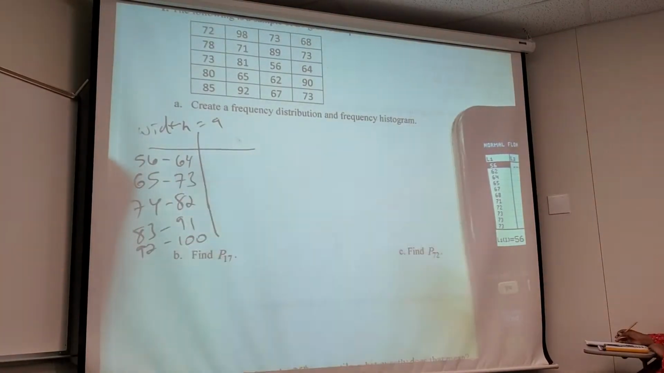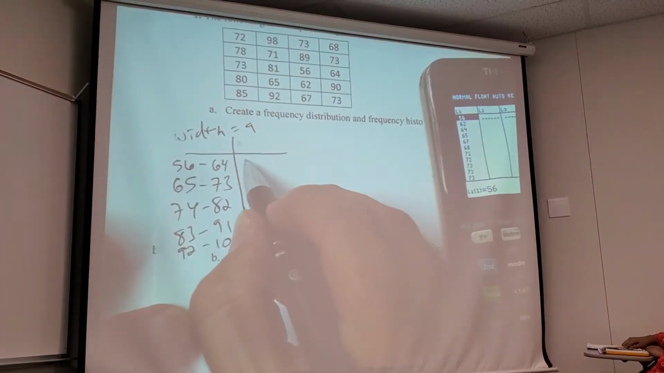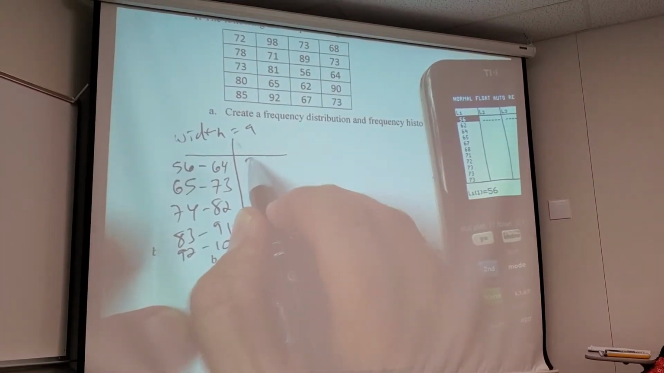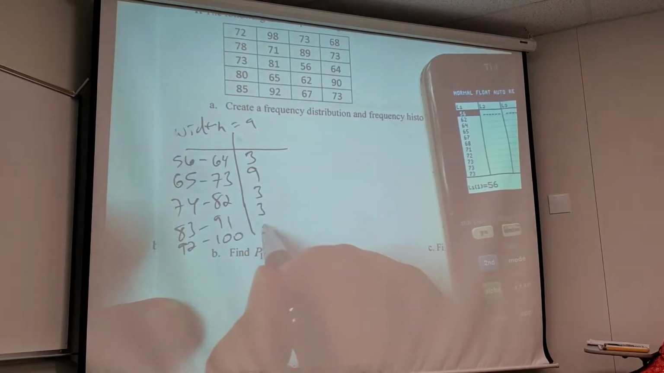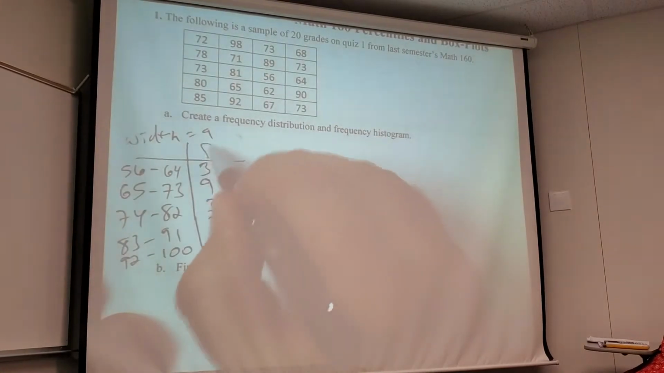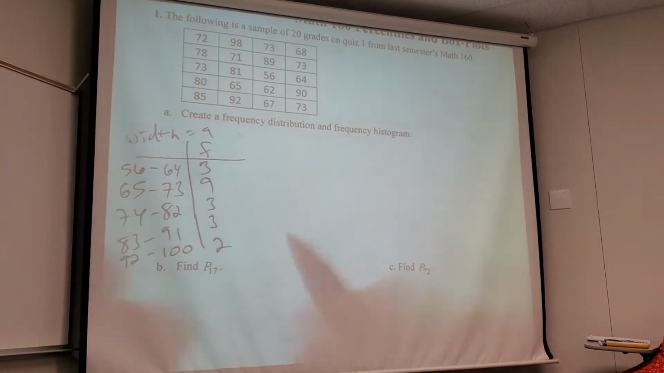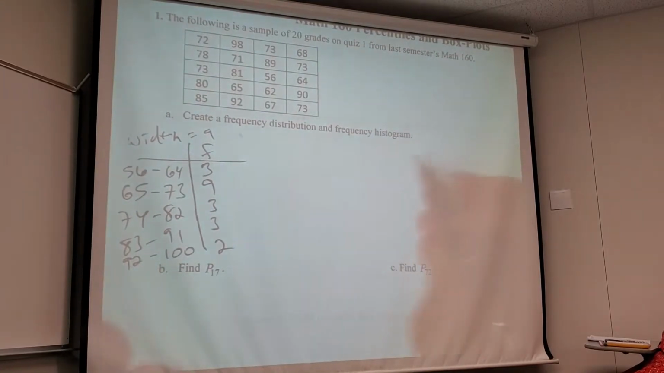Now, if we're going to count these, let's see. I think everybody pretty much got this. There's just 3, right? Yeah. 3, 9. 2. All right. It's a pretty boring distribution. So this is the frequency. You didn't have to do anything else on this problem. All I wanted was a frequency distribution done and a frequency histogram.